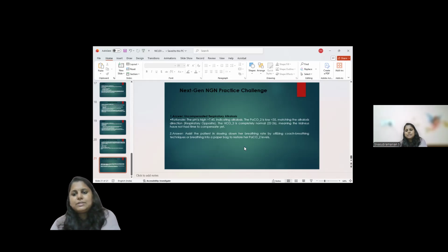I hope you understand the respiratory system, how it works, and the ABG components, and how we can easily interpret the results without any doubts during the examinations as well as during your clinical practice.